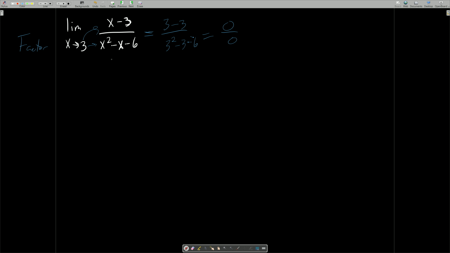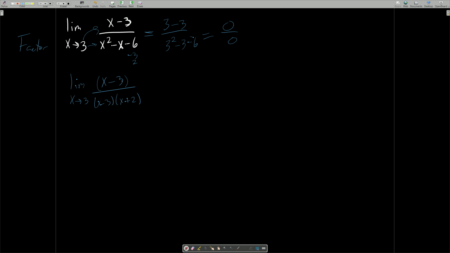Because we have a quadratic here, you can factor the quadratic in order to simplify the limit. Let me show you. The limit as x approaches 3, x minus 3 over x squared minus x minus 6. Factor it: 2 numbers that multiply to get negative 6 and add up to get negative 1 are negative 3 and 2. So that factors to x minus 3 times x plus 2.